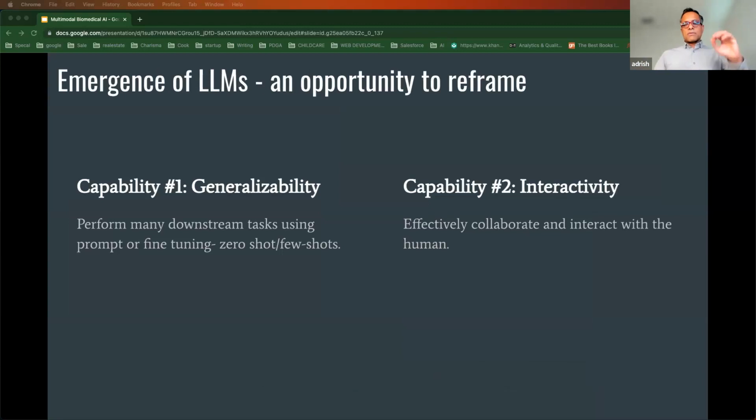So the emergence of LLMs now provides a significant opportunity to redefine and reframe this conversation. There are many things that LLMs could do, but I thought there are two things that LLMs are really going to be changing in the healthcare AI landscape. One is generalizability. I worked on a lot of healthcare model development work.